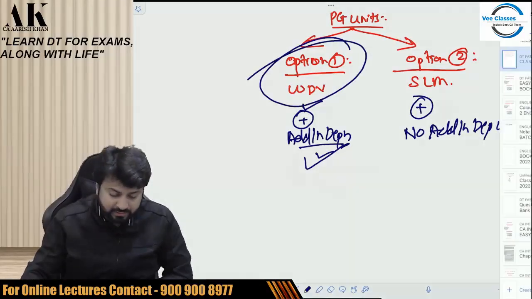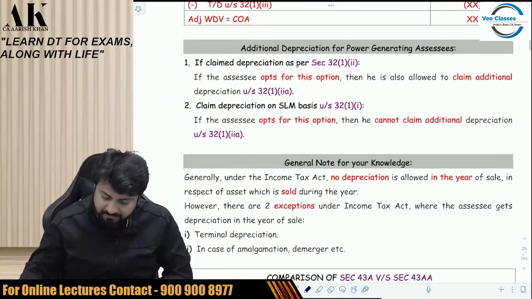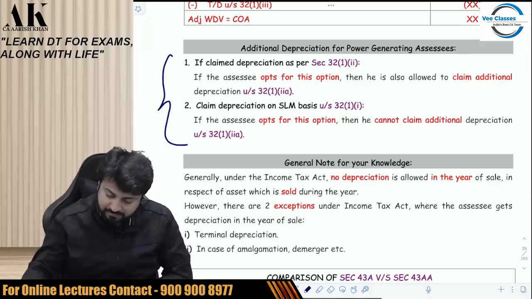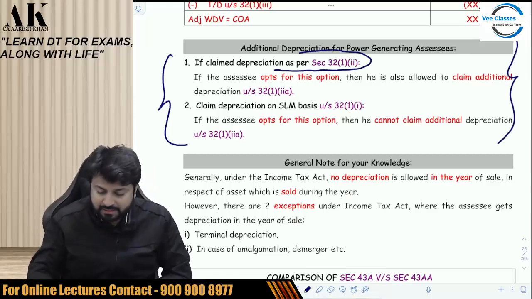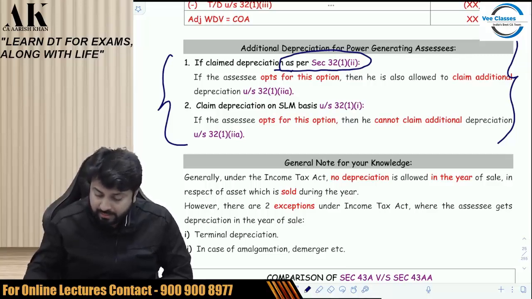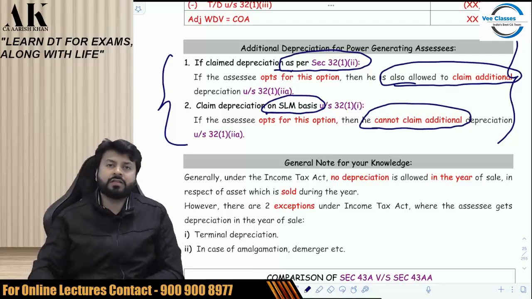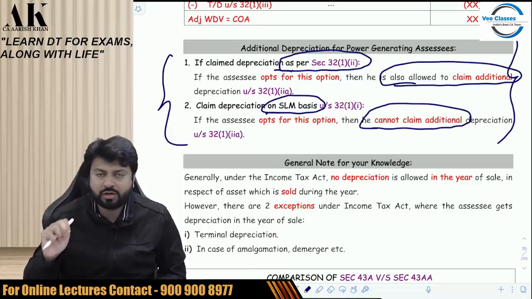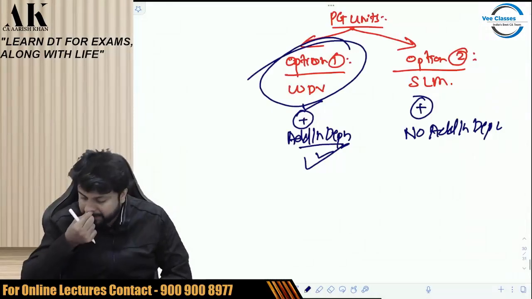This is the first thing that you have to keep in your mind, which is written in your book as well. You can see this over here. If the assessee claims depreciation as per this section 32(1)(ii), which is WDV, then he is also allowed to claim additional depreciation. But if he claims as per SLM, then he cannot claim additional depreciation. This is the first thing that you have to keep in your mind as a student. I hope it is clear to all of you.